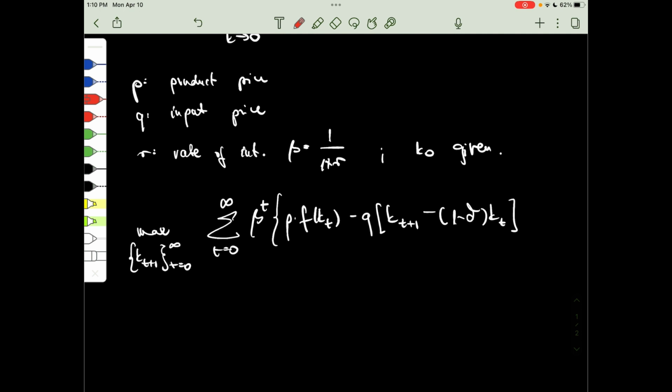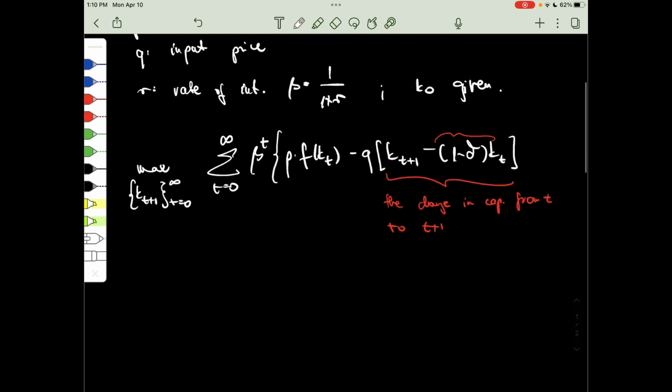This part of the expression describes the change in capital from t to t plus 1. So this is the size of capital investment. And this part of the expression describes the capital stock that is transferred from period t to period t plus 1 after depreciation. And on this basis, we have the Bellman equation.